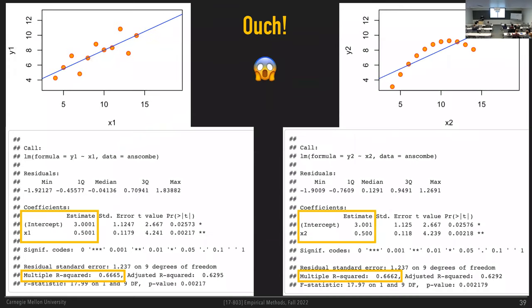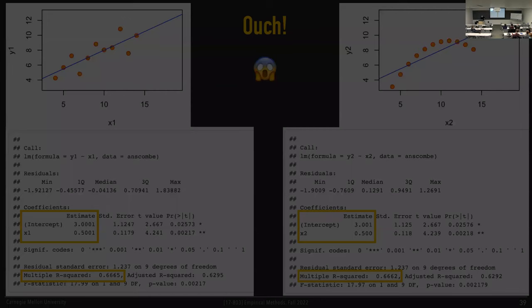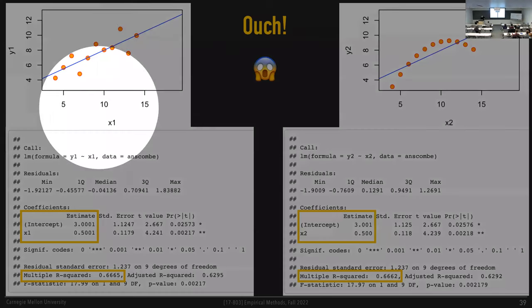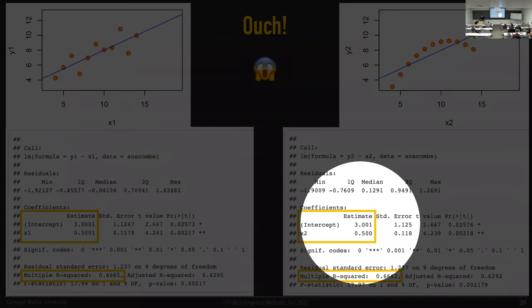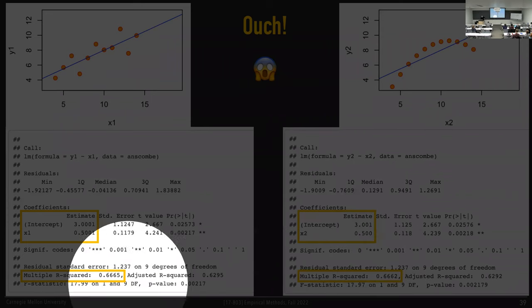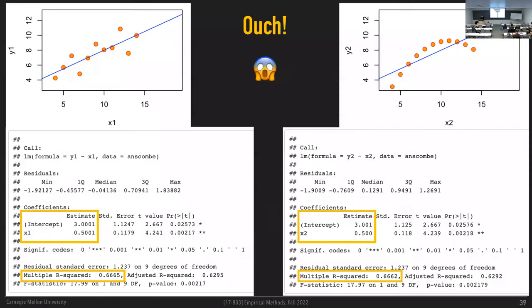Okay, so now here's the catch. I showed you these two models, the one on the left-hand side and the one on the right-hand side. If you look at the coefficient estimates for both of these, as well as the R squared goodness of fit values, I've highlighted all of those things in yellow. It's a little small, I'm sorry about that. You will hopefully notice that they are identical. So clearly very different data and relationships result in indistinguishable, identical linear model estimates to the third decimal.